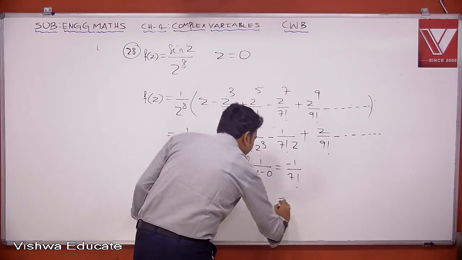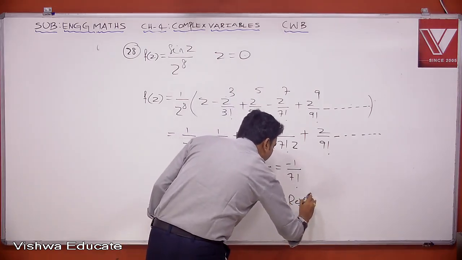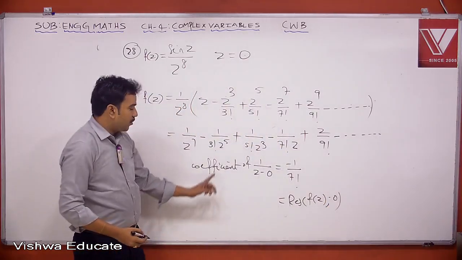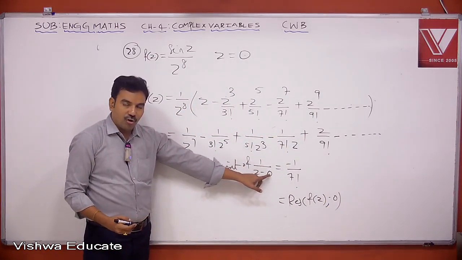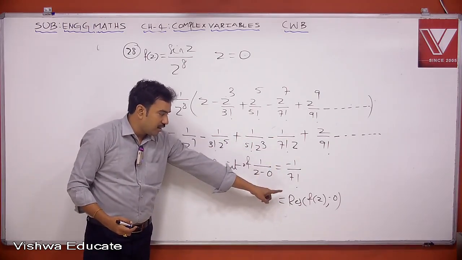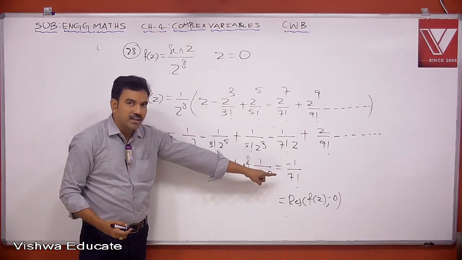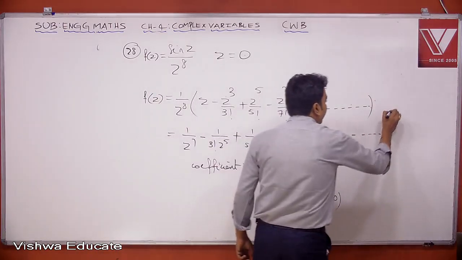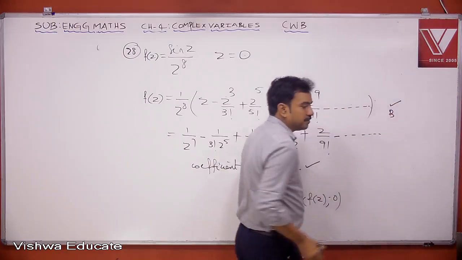So basically this is nothing but the residue of f of z at the pole 0 by definition. So the coefficient of 1 by z minus z naught, here z naught is 0, is minus 1 by 7 factorial. That is nothing but the residue of f of z at 0. So the required residue is minus 1 by 7 factorial. It is option number B.